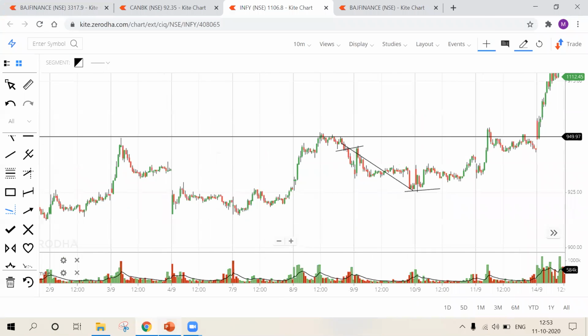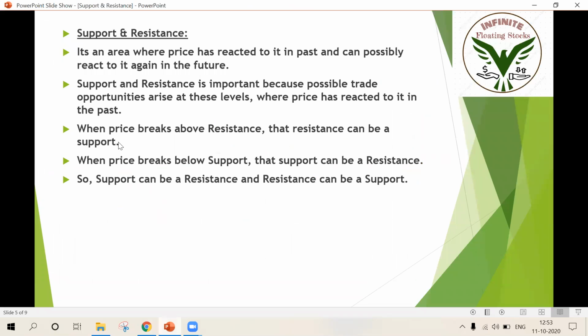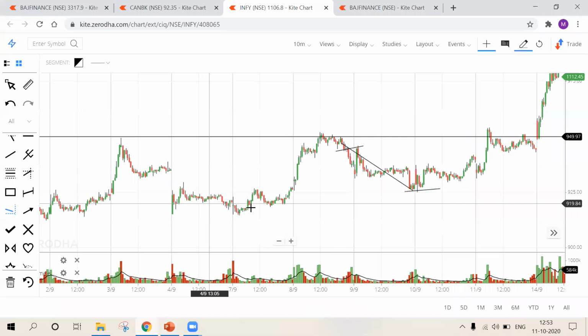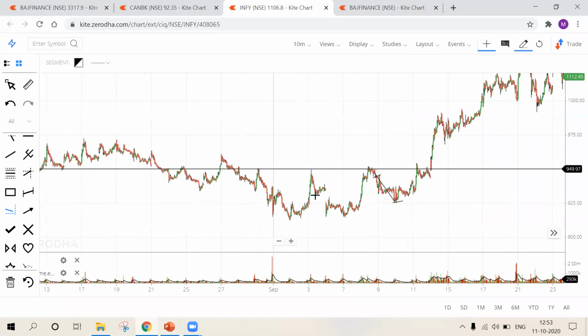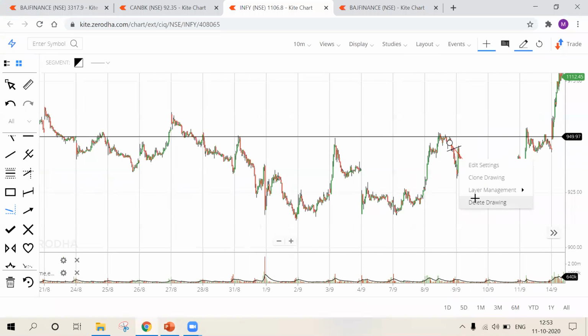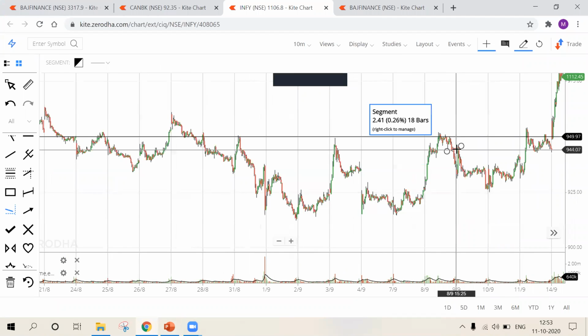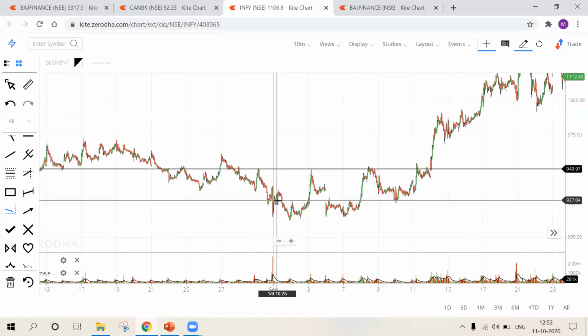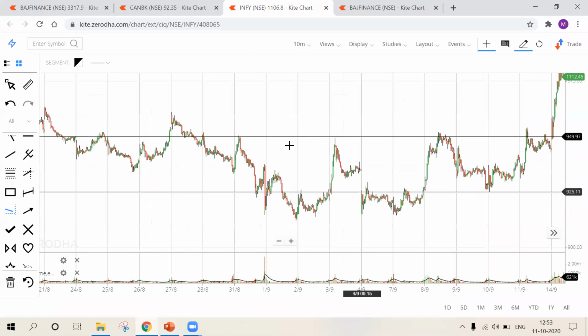All right. And when price breaks above resistance, that resistance can become support. Okay, and a support line can also act as resistance, and a resistance line can also act as support. I'll explain this. Let's get on to the charts. So when I come to this scenario, let me delete this. All right, when I come to this scenario, look at this line.